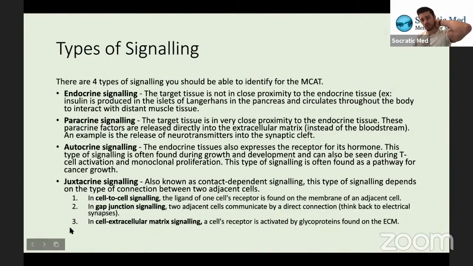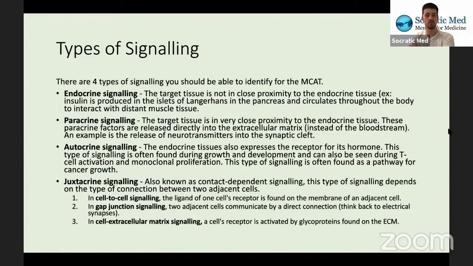So it's called juxtacrine signaling. It's also known as contact-dependent signaling. So it depends on the type of connection between two adjacent cells. So it seems kind of similar to paracrine signaling, but in juxtacrine signaling, the cells are actually touching each other. So there are three different types. Juxtacrine signaling can be broken down into three types of signaling, and I put it right under that.